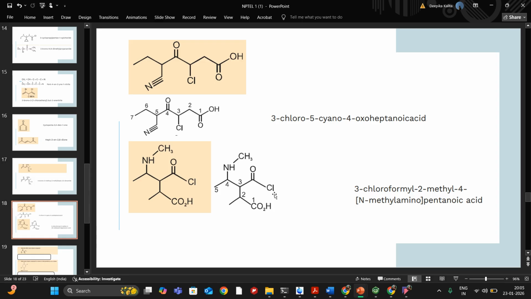Okay, first you have to recognize the parent carbon chain, and then you have to place the substituents irrespective of it being a hydrocarbon chain or a functional group. We are going to place them in alphabetical order. So C will come first, and then methyl, and then N-methylamino will come at the last. Okay, I hope the name of this multifunctional carboxylic acid was clear to you.